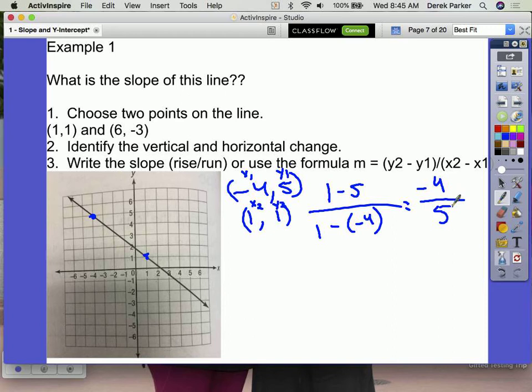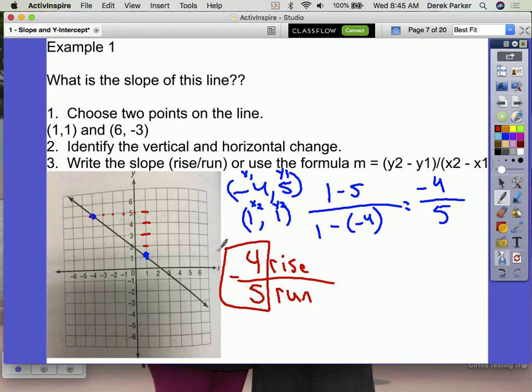Now, let's do the rise over run method. Starting here, I'm going to rise 1, 2, 3, 4. My numerator is 4 because that is the rise. I rise 4. And then I run 1, 2, 3, 4, 5. So it has a rise of 4 and a run of 5. So the slope is 4/5, and then I look, does it have a positive or negative slope? It is negative, so the slope is -4/5.